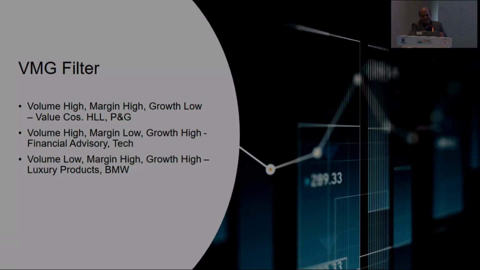There are certain products, for example, toothpaste. The volume is high, the margin is high because Colgate is a big brand, but growth in that segment is low because there are only so many people, and they can only brush once or maybe twice a day. On the other hand, there are some businesses where the volume is high, for example, financial advisory services or technology companies. Margin might be low, but the growth potential is high. For example, in a mutual fund advisory service, only 6% of the population is buying mutual funds, so there is huge potential to grow.